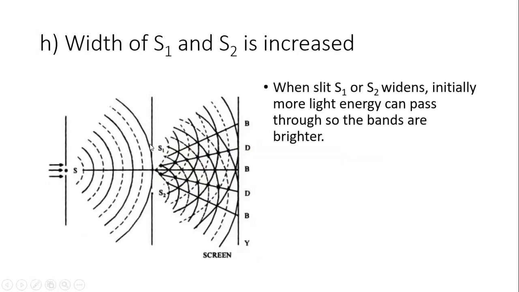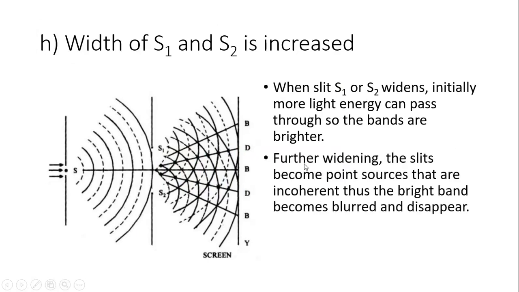Same thing, if we increase our slits S1 and S2, initially we allow more light to pass through, so the band becomes brighter. But if we increase the width too much, it's no more from a point source. It's from different point sources, and the point sources are no more coherent. They are incoherent sources, not from the same wavefront. So it becomes blurred and the pattern will disappear.